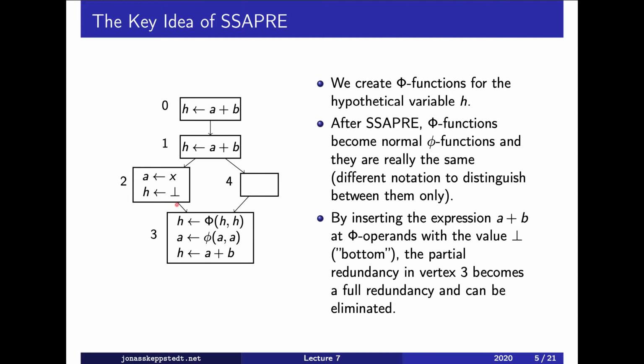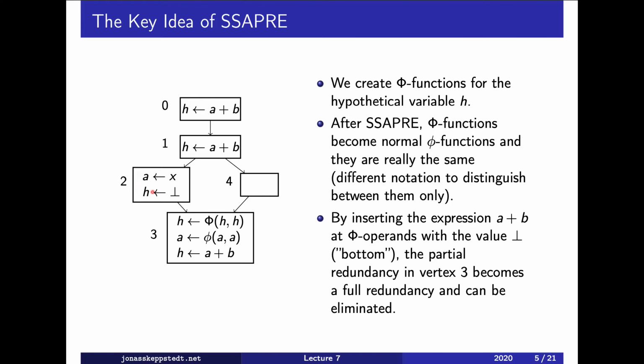And what is done in SSAPRE is to invent a new value called bottom, which means it's a non-existing value. We can give h the value bottom when a plus b is not available, such as here. And that's really the key and beautiful idea with SSAPRE.